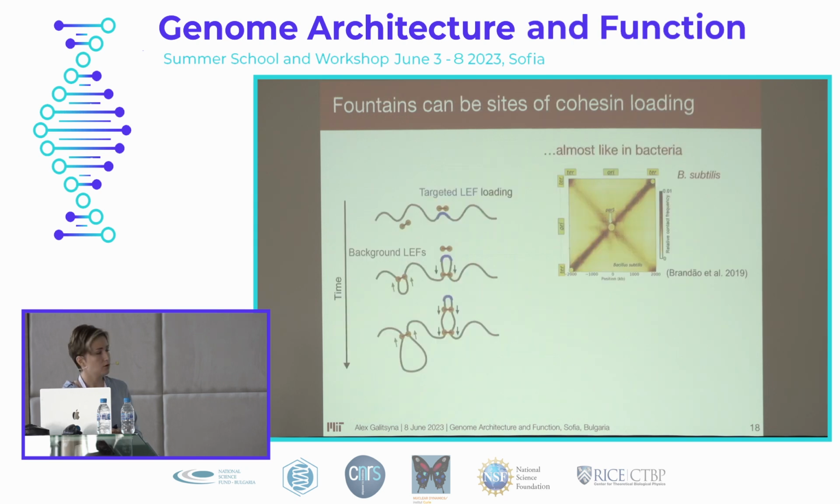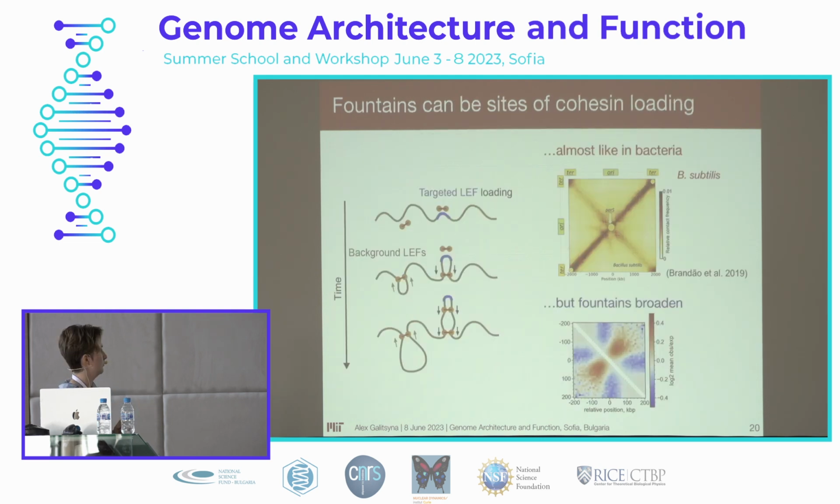And the model that we implemented looks like this. Basically we have a DNA strand, and in some region we have a particular loading platform for cohesin, and cohesin starts loading there and forms this hairpin-like structure, very much similar to bacterial, for example Bacillus subtilis. This same model will result in producing this diagonal perpendicular to the main one, but it will be very narrow and precise. Despite that, in actual zebrafish fountains, the fountains are more broad. They are not exactly perpendicular, they are broadening with the distance from the main diagonal.